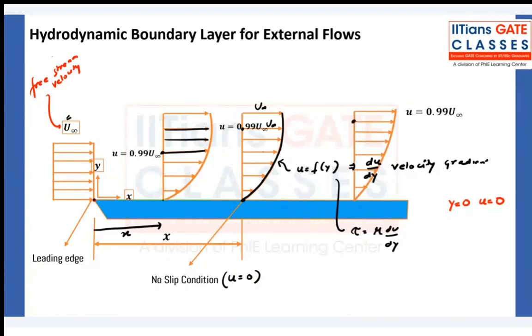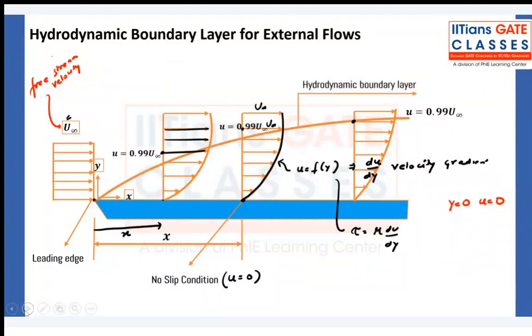Now I can do this at every x, and then I can join all the points where u is reaching u infinity, and this will be the profile. Once you join all the points, you get the locus of all the points where u is equal to u infinity. You see, u is equal to 99% of u infinity. Sometimes I am going to say this as u equal to u infinity. It does not matter.